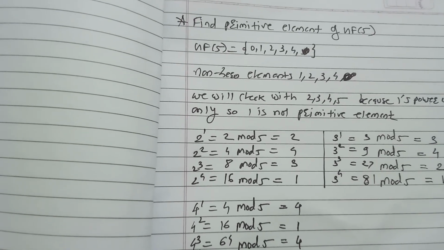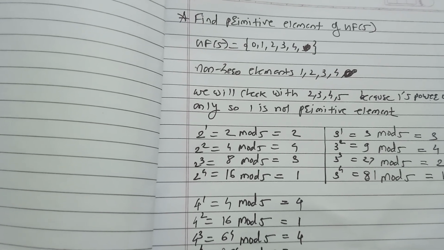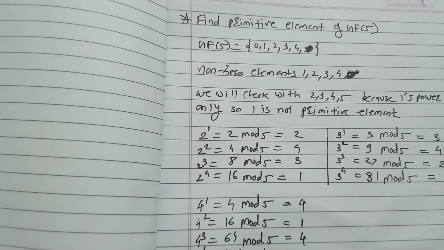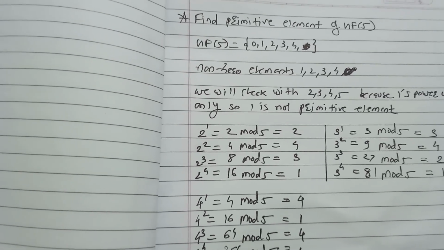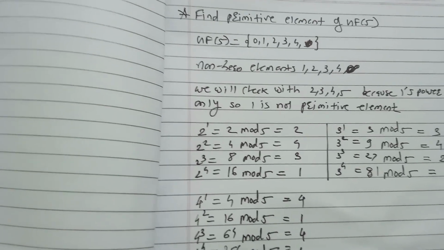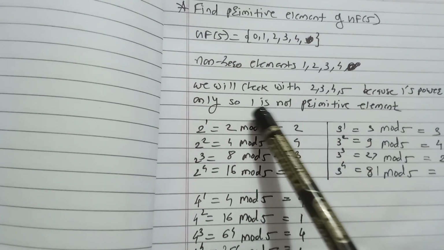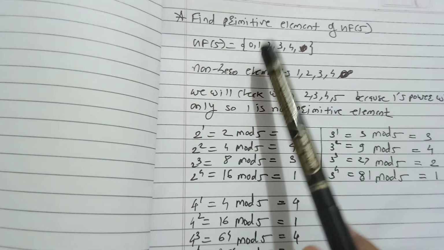Let us see how to find the primitive element for Galois field 5. So the Galois field 5 has the elements 0, 1, 2, 3 and 4. Total 5 elements are there. So for finding the primitive element you have to skip 0 and 1.